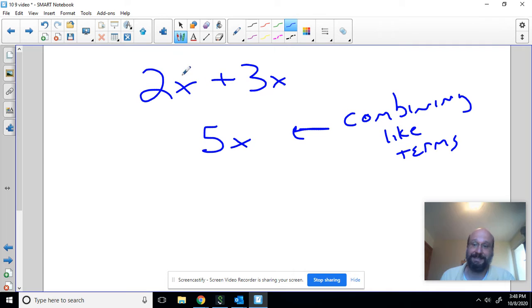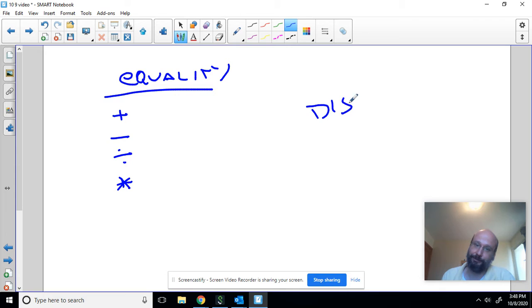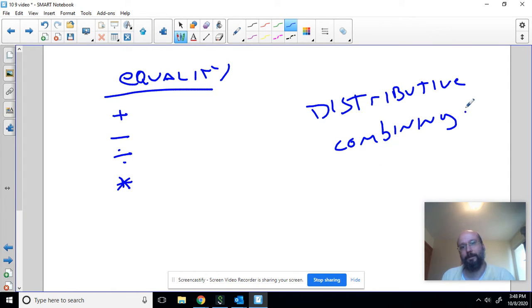So that's 6 properties that we're going to talk about. And these are probably the only properties we'll talk about this year, definitely this first semester. You have your 4 equality properties: your addition property of equality, subtraction property of equality, division property of equality, and multiplication property of equality. Then we also have our distributive and our combining like terms. We might do some more properties later. But for right now, it's only these 6 because these 6 help us solving equations.